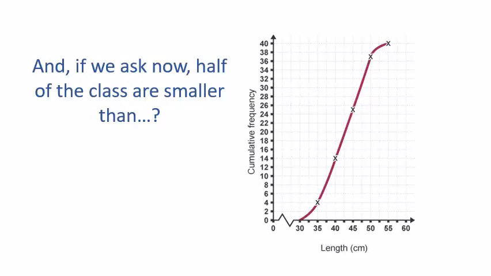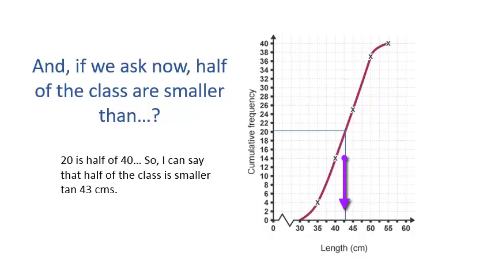And if we ask now, half of the students from the class are smaller than, we should calculate how many students are in half of the class. That means 40 divided by 2, that is equal to 20. This time we need to enter from the frequency line and not from the length line. From 20 students to the right until we reach the curve, and then we go down. We may see that the result is 43 centimeters.